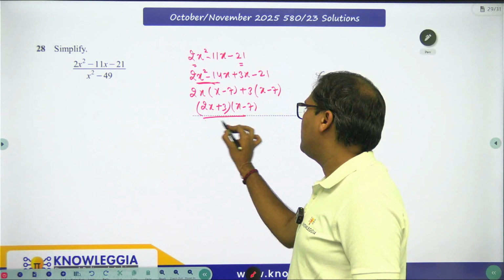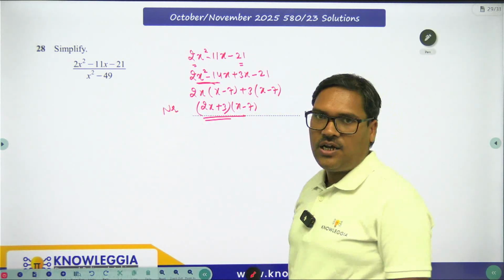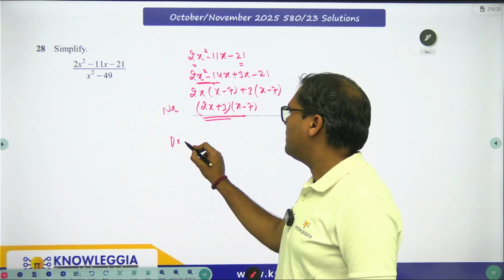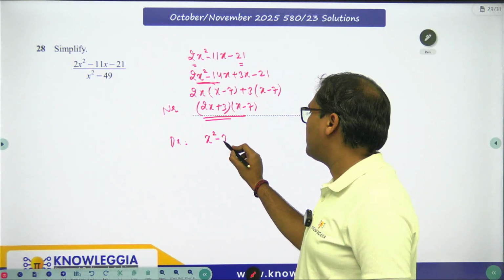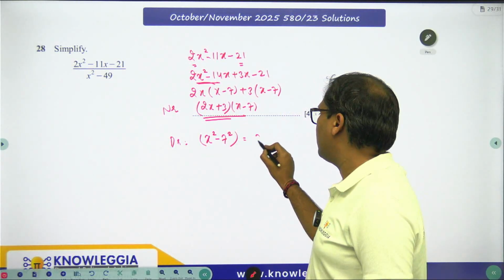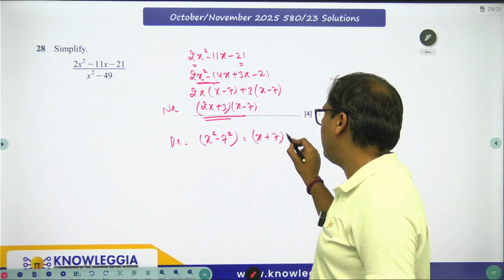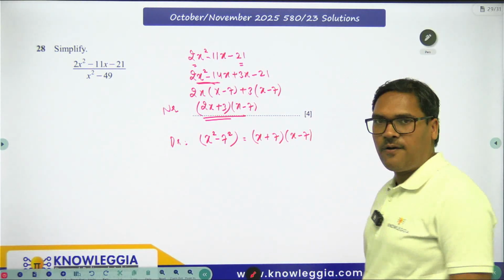So that is the numerator. And what is the denominator? Denominator you can directly see. What is the denominator? x square minus 49, which is x square minus 7 square, which is (x plus 7) into (x minus 7). Now this is clear.